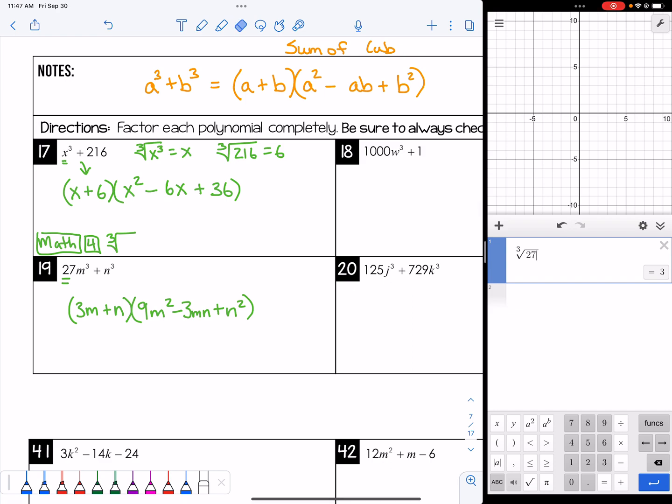And I think I put cubs. I just noticed. Let me fix that. That's supposed to be cubes, but it's already typed on your paper, so that's good. Okay, so hopefully this helps you with the sum of cubes practice.